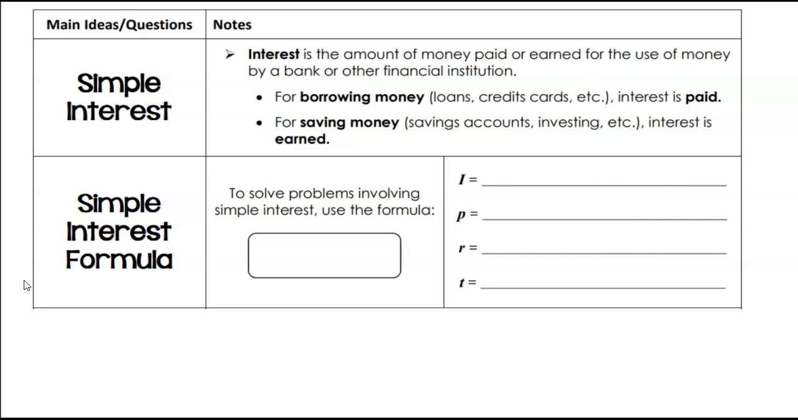There is a formula for simple interest, and it's not something you're ever going to be given. It's something you're going to have to memorize.